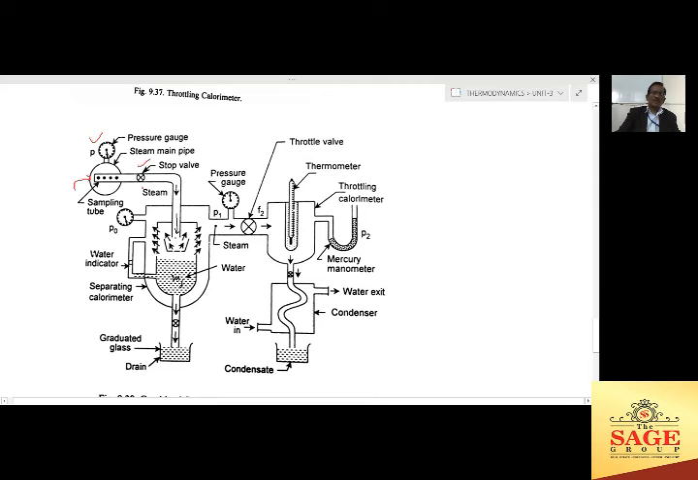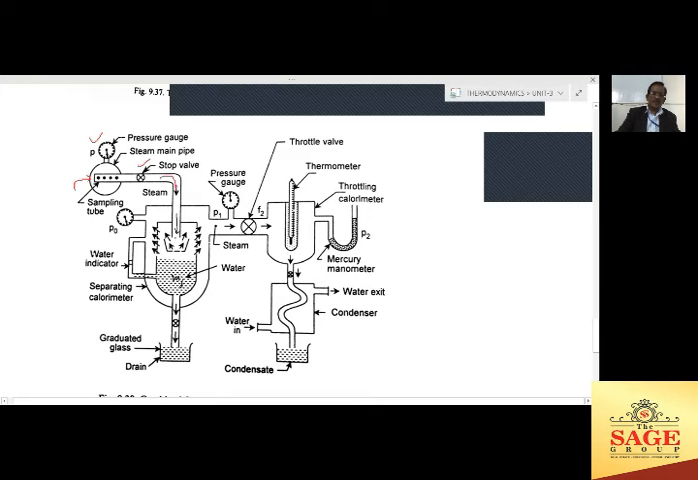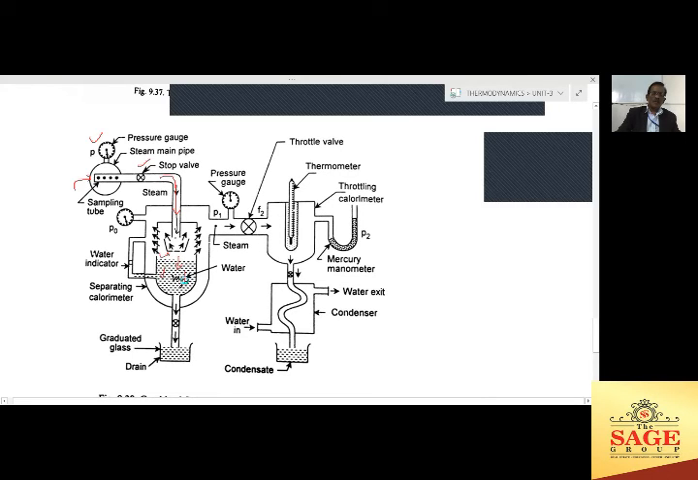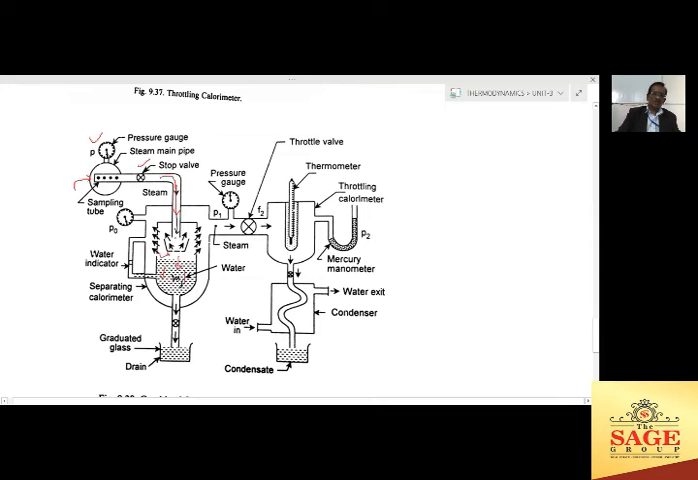The first part is the separating calorimeter. Steam will enter here in the separating calorimeter, and here is the perforated cup. The steam will come and strike the surface, so the dry vapor, which is lighter, will be reflected back, and the heavier particles of water will come down and be collected here. So the water part is here, and the steam will come out.